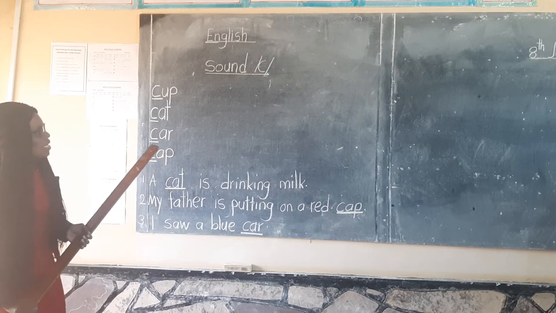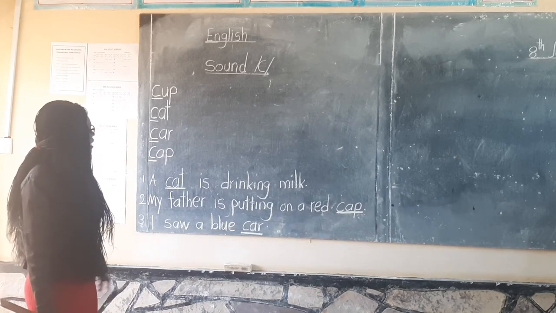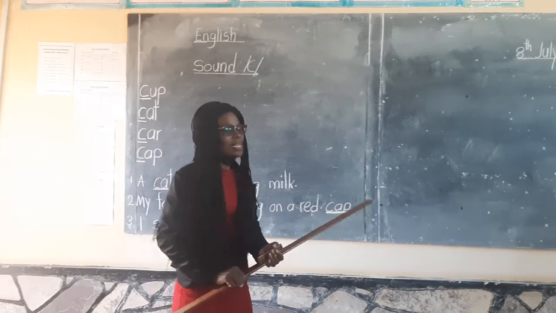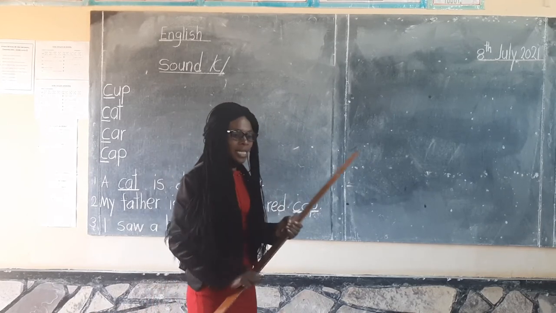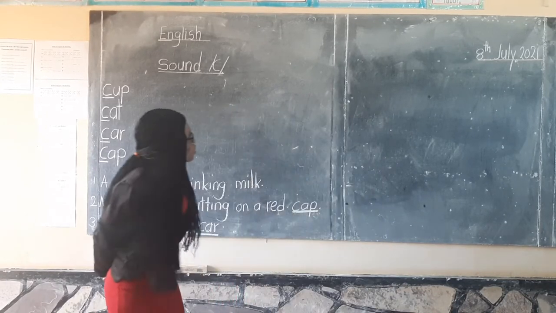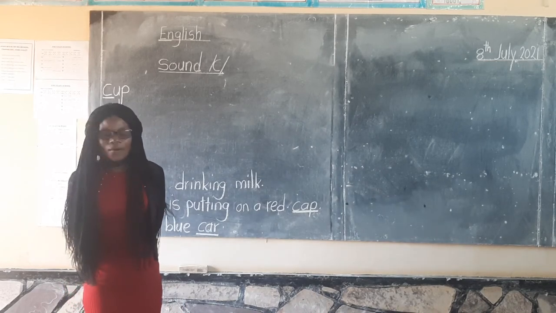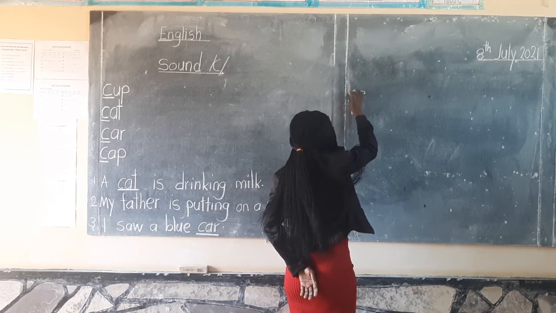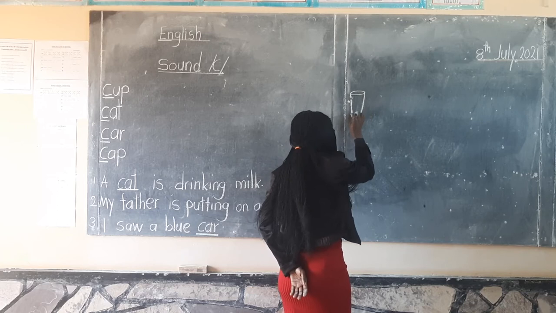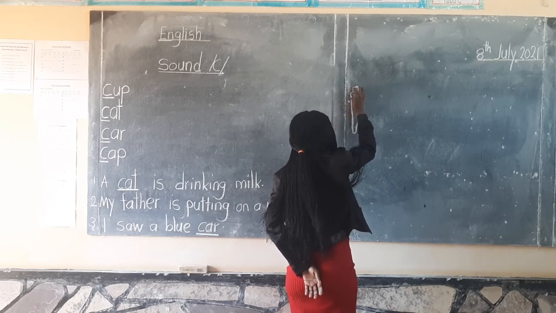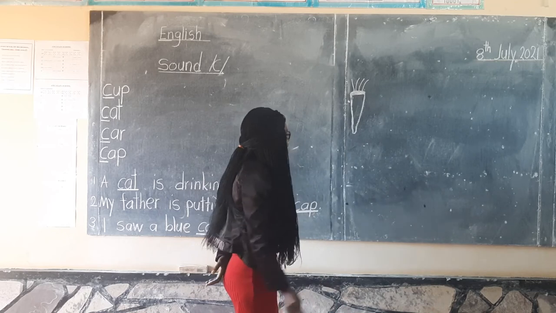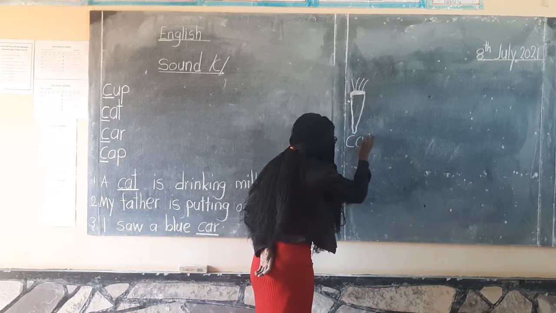Letter C sound K. Who wants to draw the pictures? The pictures that we are going to draw are not these pictures here. I want you to tell me other words that have letter C sound K, so that I can draw the pictures here. Yes, tell us. Carrots. Okay, I'll draw a carrot. Remember, we said the picture should be up, the word down. So I'll draw the carrot, and for the carrot, I'll write the word down. The word carrot.